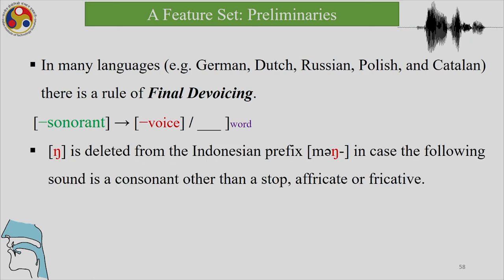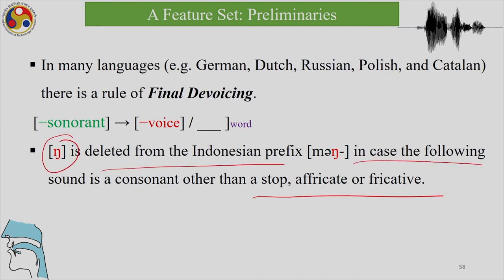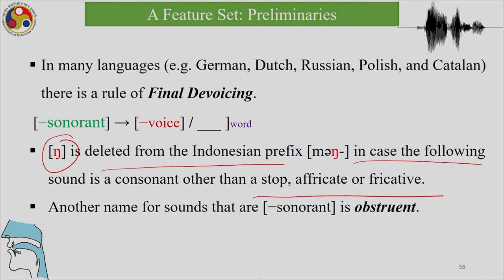And ng is deleted from the Indonesian prefix meng in case the following sound is a consonant other than a stop, affricate or fricative. Another name for those sounds is minus sonorant, or obstruent. So ng is deleted from the Indonesian prefix meng in case the following sound is a minus sonorant, or obstruent, is a rule.